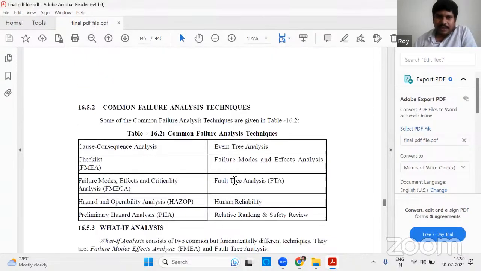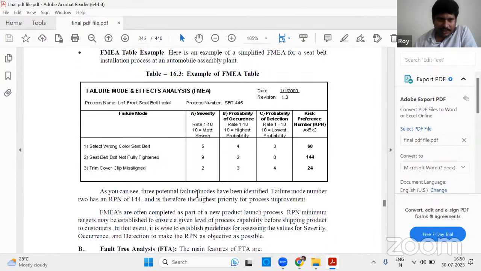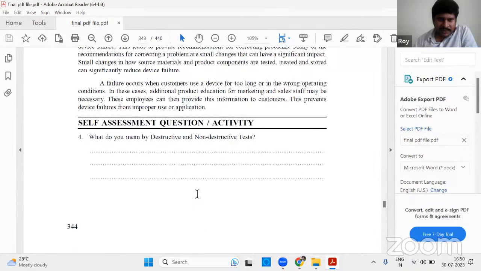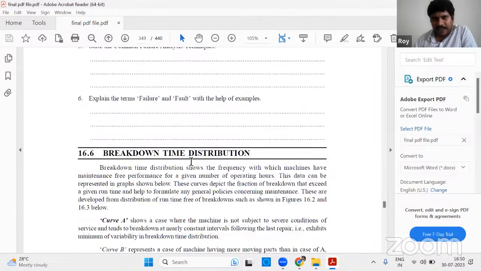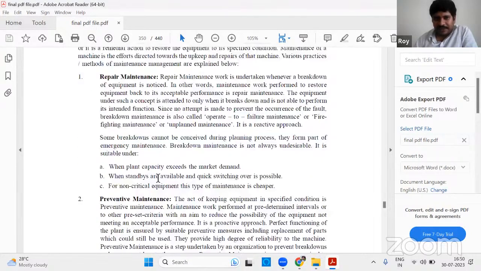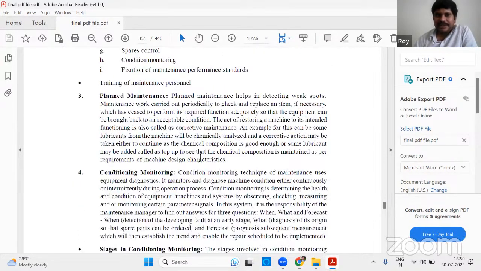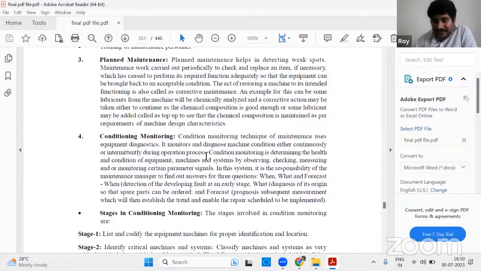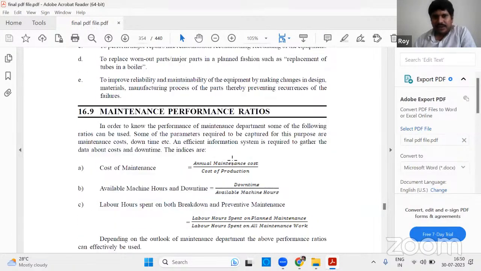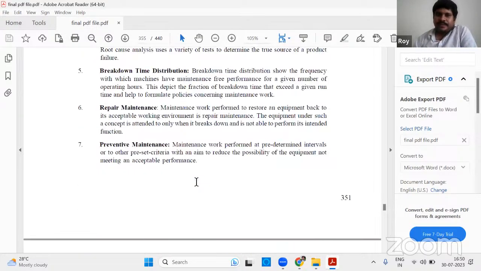Failure analysis. And I think we have the bathtub curve here, bathtub curve analysis. Reasons for failure, etc. Breakdown time distribution, that also you can answer. What are the practices and methods for this? Repair management, preventive management. These are all known words: planned maintenance, condition-based maintenance, classification of maintenance, etc. Maintenance planning and control, there are some functions in that. Cost of maintenance, you'll understand that also very clearly.